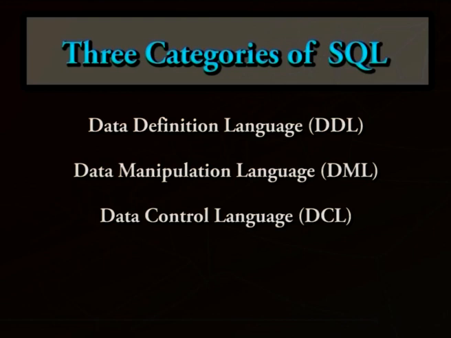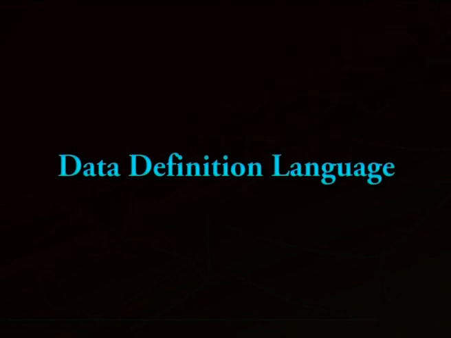Thus, looking at the brief description, we can say that on the basis of use and purpose, SQL can be divided into 3 categories: Data Definition Language, in short DDL; Data Manipulation Language, in short DML; and Data Control Language, in short DCL. So, first is Data Definition Language.